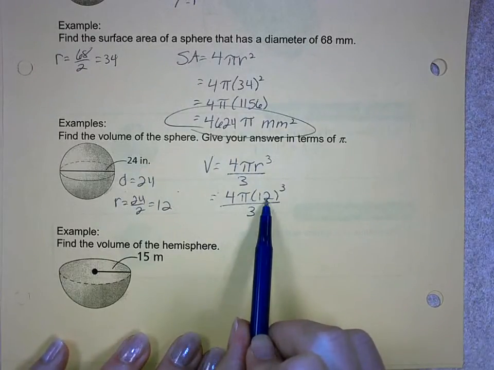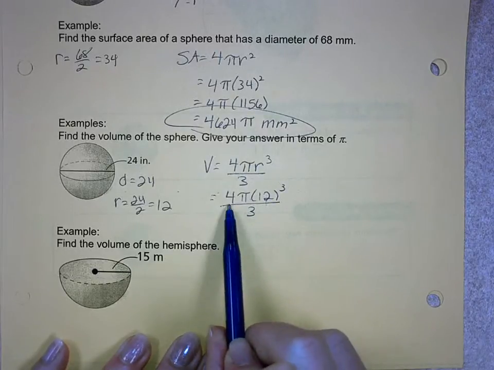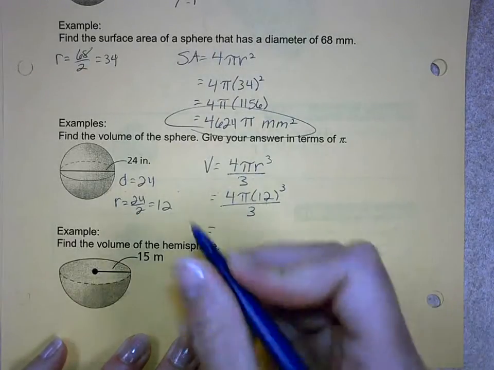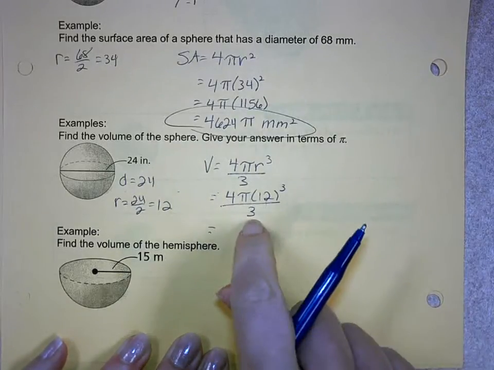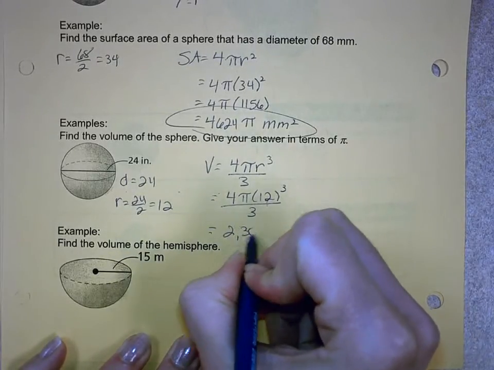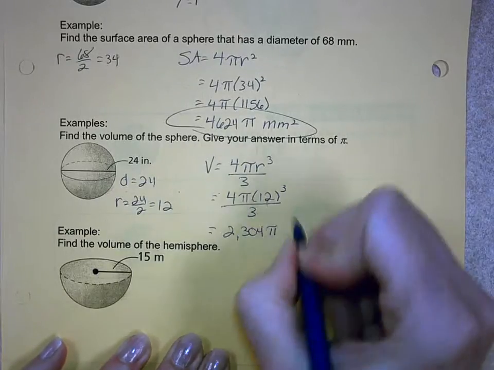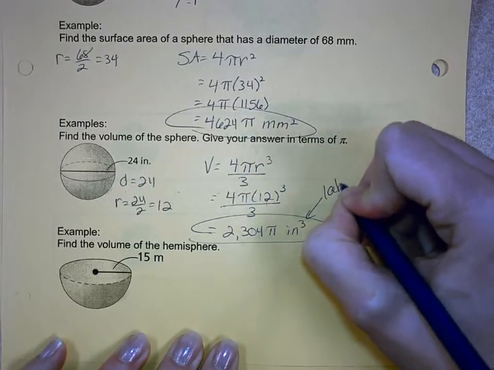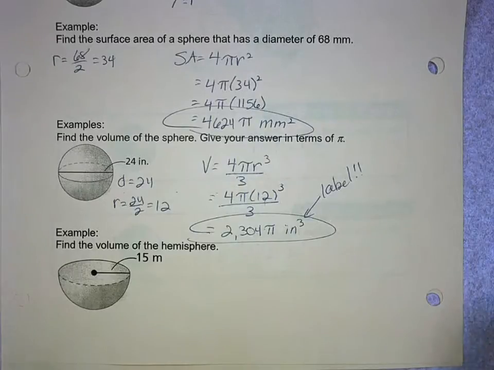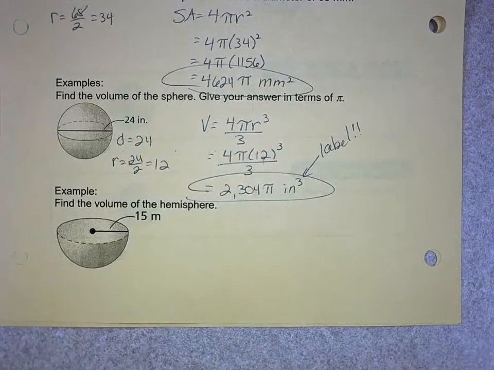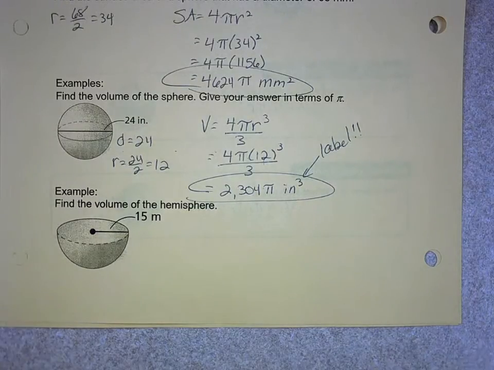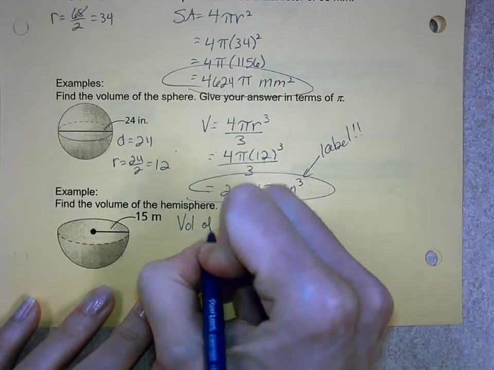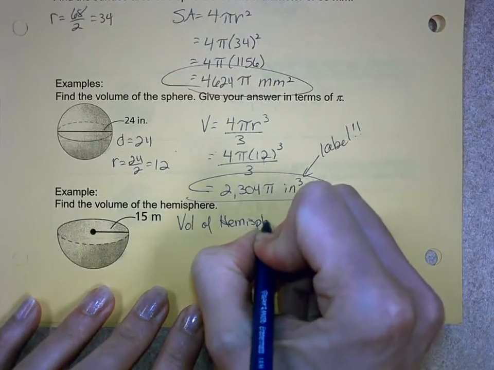So first of all, you're going to want to cube the 12, multiply it by 4 and then divide it by 3, and you're going to get 2,304 pi, and don't forget to label correctly, cubic inches. So label, okay, make sure you're very careful with that. Now the next one is, how do I find the volume of a hemisphere? For some people it's better to find the volume of the sphere and divide it in half, or for others I actually do it with formulas, because I know the volume of a hemisphere is just half a sphere.